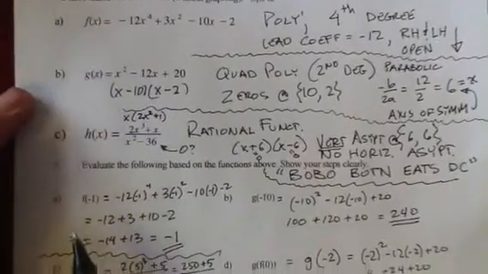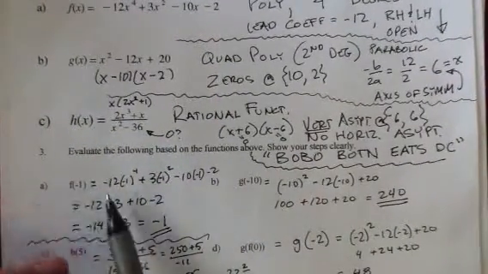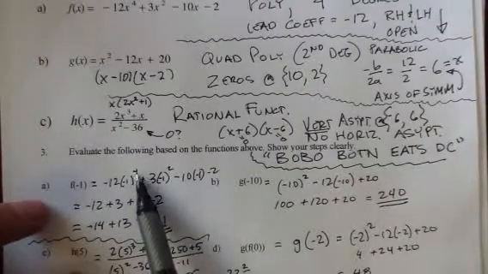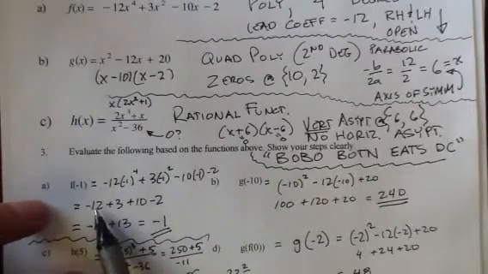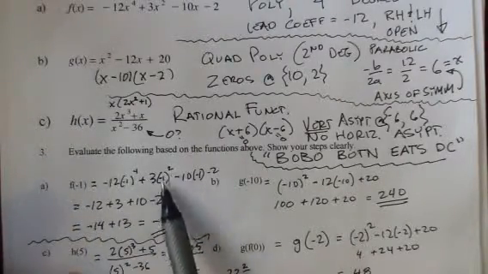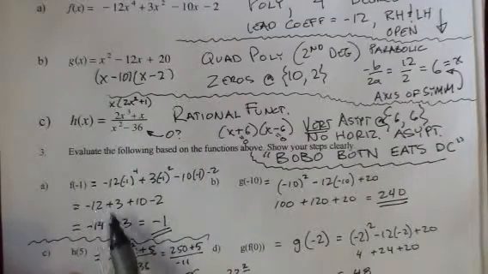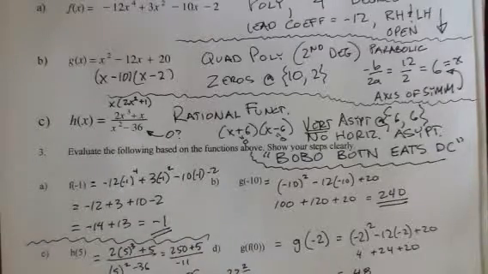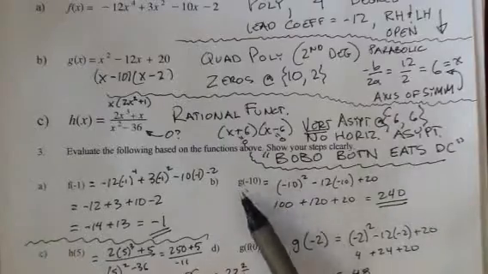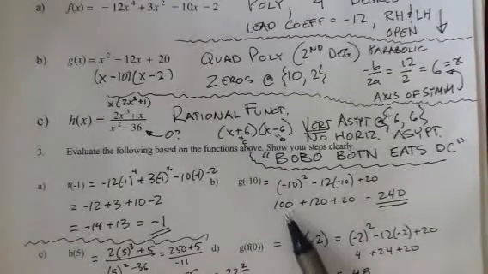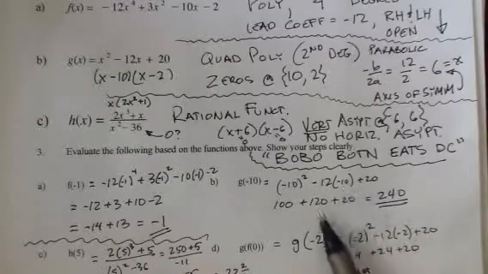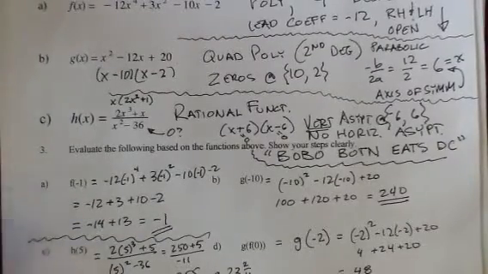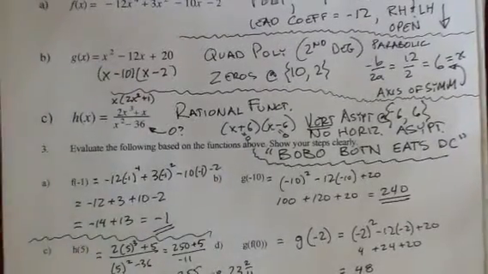Here, when we're plugging in and evaluating these functions, just go very carefully. F of negative 1, I plug in negative 1, raise that to an even power, makes it positive, so negative 12 stays negative 12. 3 times 1 is 3. I'm just gathering up the two negatives to make 14 and the two positives to make 13. When I add those, I get negative 1. I think that's maybe the easiest way to do that. Again, just go slowly. G of negative 10. Negative 10 squared is positive 100. Negative 10 times negative 12 gives you a positive 120. Plus 20 is 240.